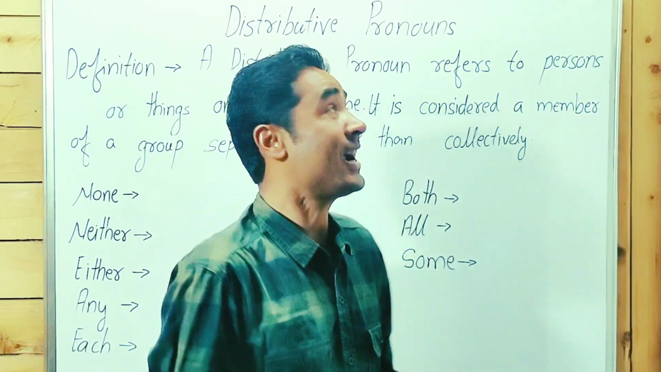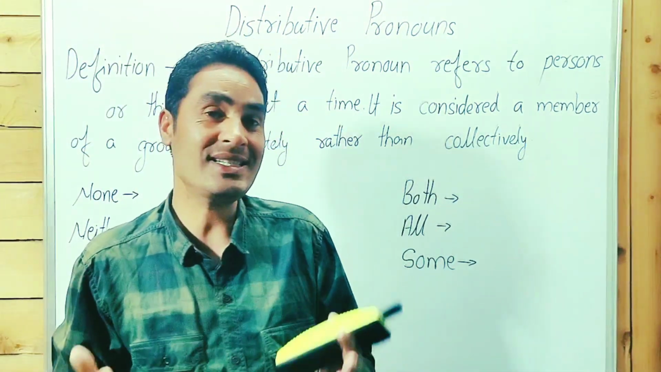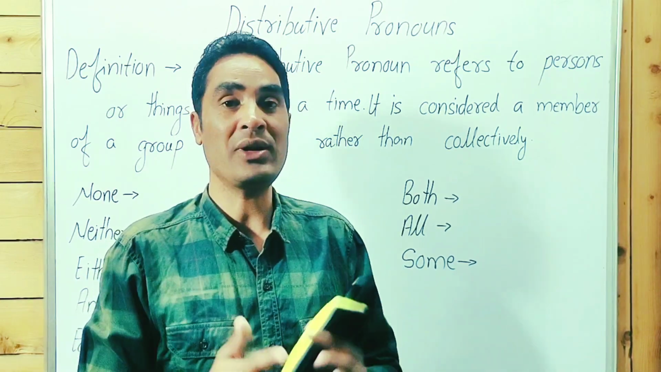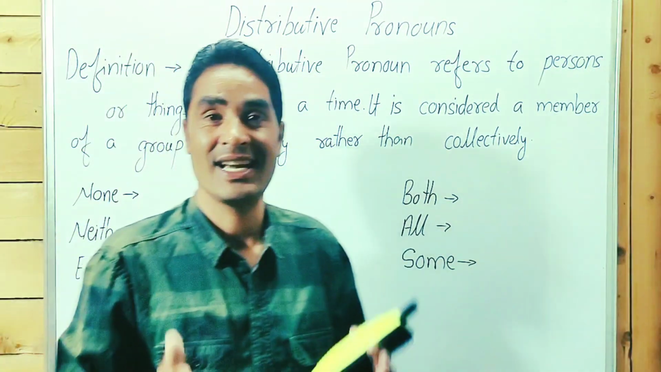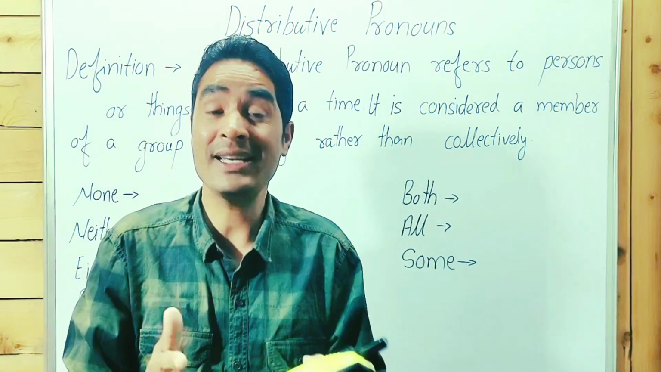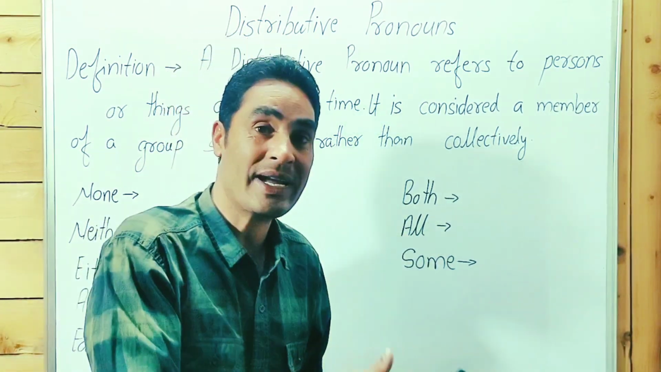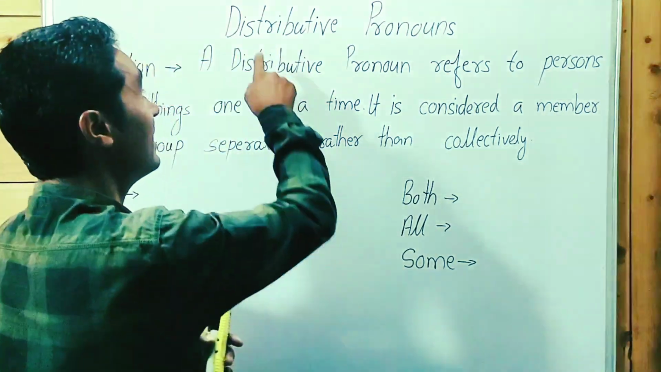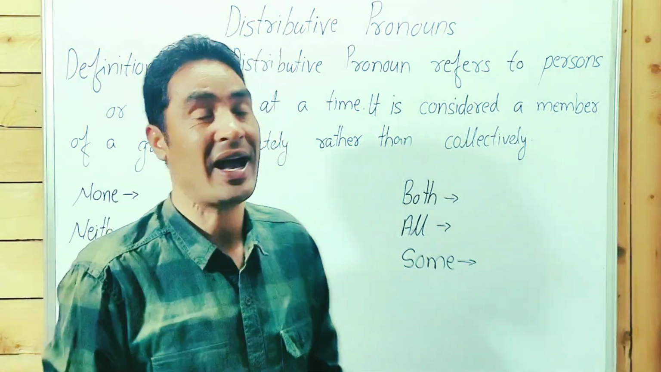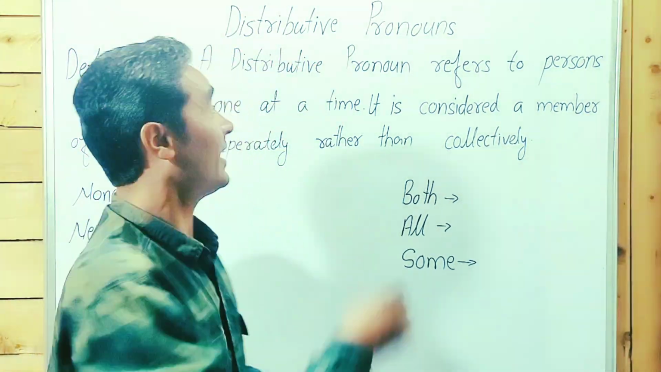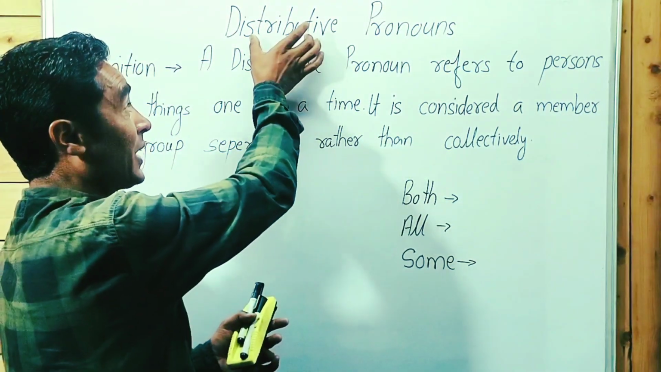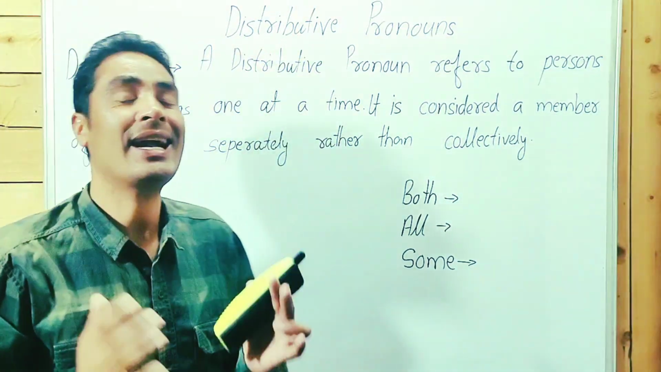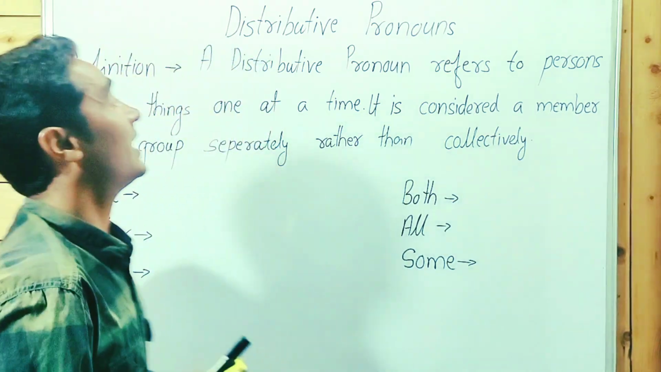So now let's start distributive pronoun. First of all, what is a distributive? Guys, as I taught you in the fourth video of pronoun, demonstrate is a verb and demonstrative is an adjective. Interrogate is a verb and interrogative is an adjective. Similarly, distribute is a verb and distributive is an adjective. I repeat, distribute is a verb form and distributive is an adjective form. Okay, distribution is a noun form.